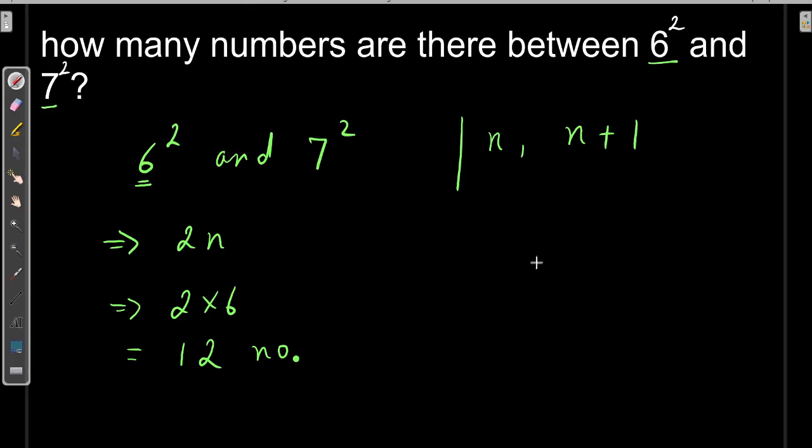If we solve 6 square, that is 36, and 7 square, that is 49, then between 36 and 49 there are 12 numbers.